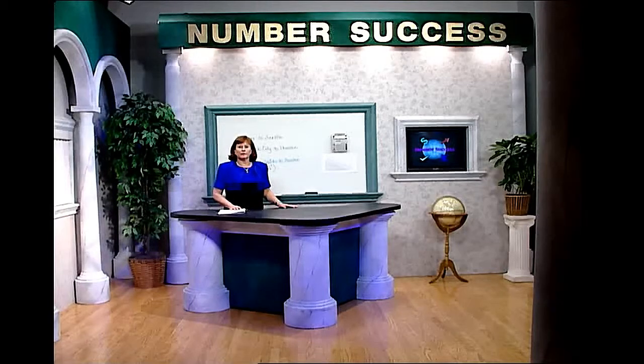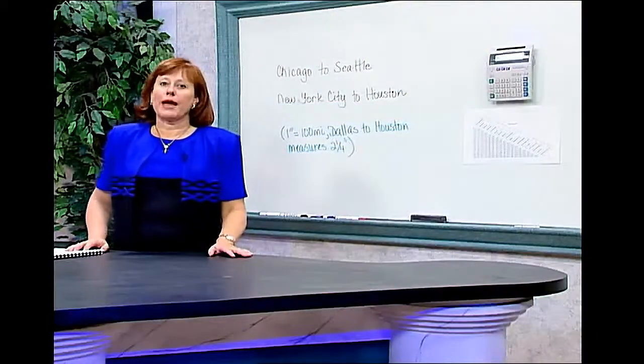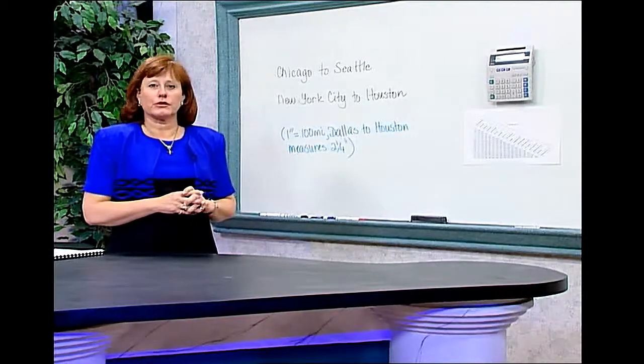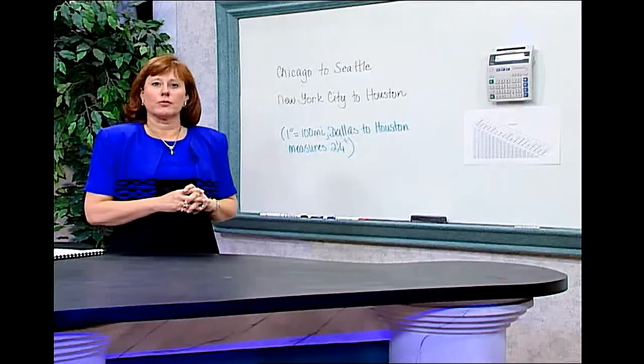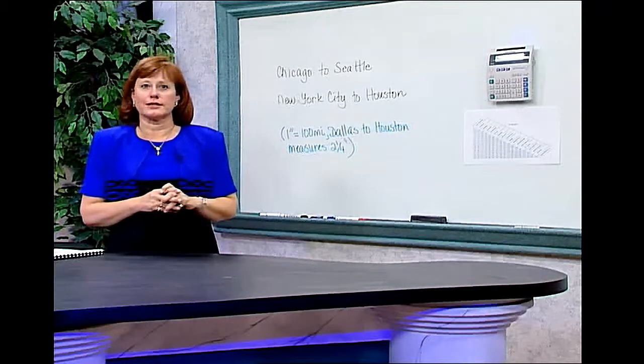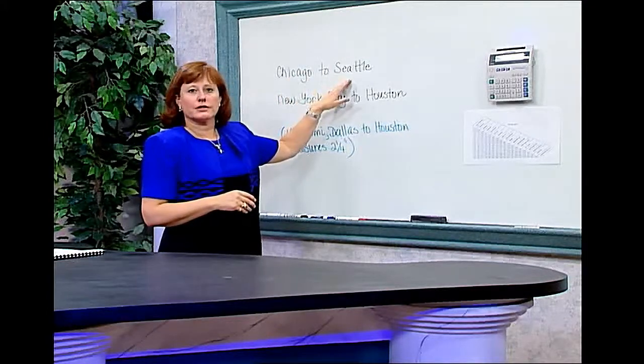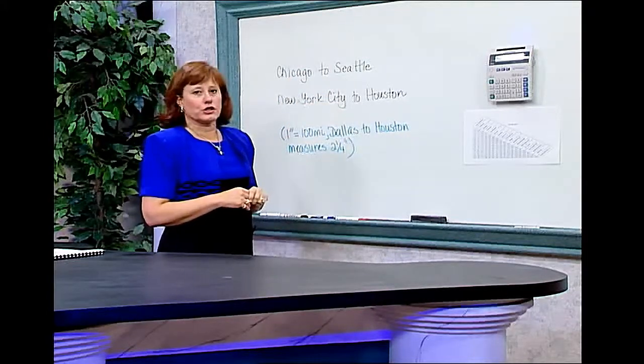Auto mileage table. Many maps include an auto mileage table. The auto mileage table can help you to plan your trip by letting you know exactly how far the most common route is between two major cities. For example, if we wanted to find the distance from Chicago to Seattle, we could refer to the mileage chart.